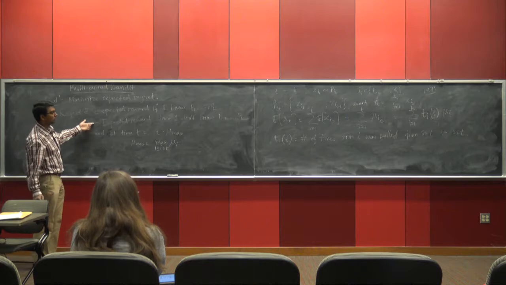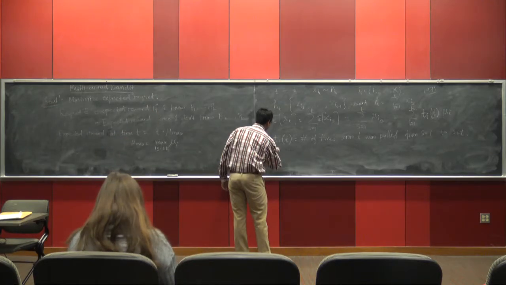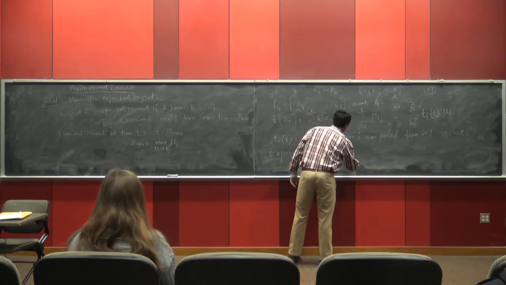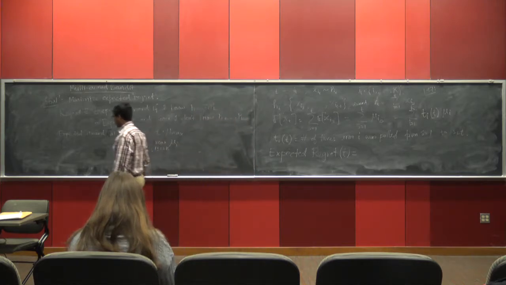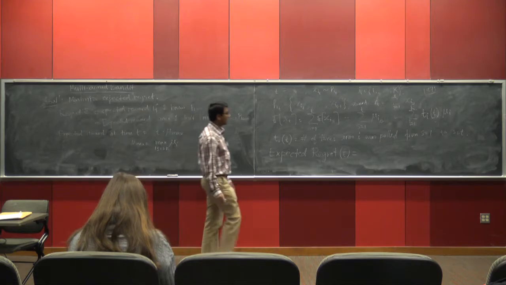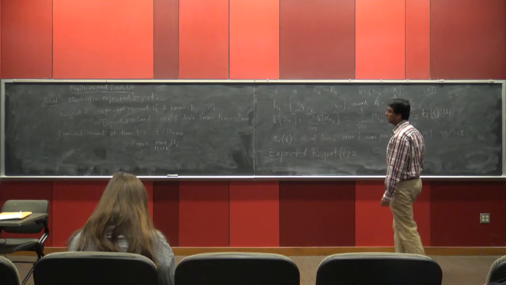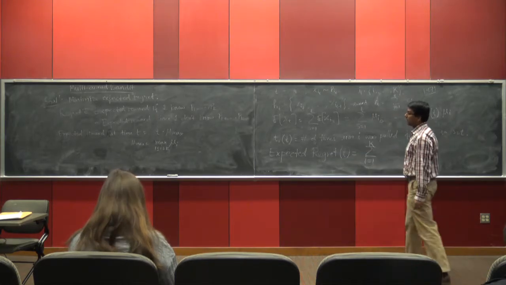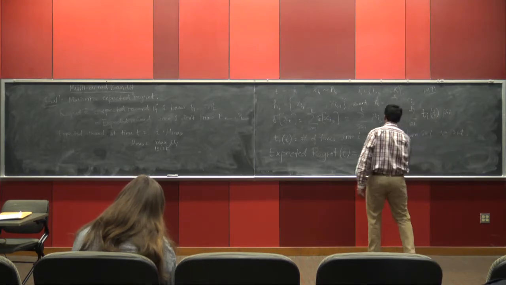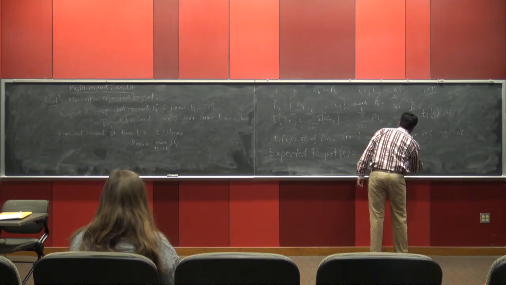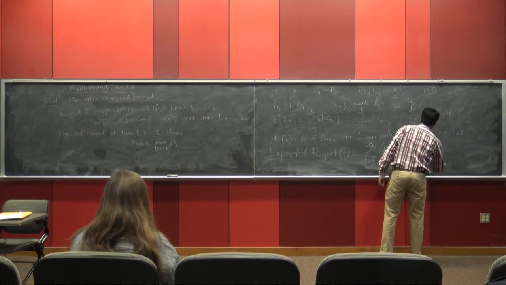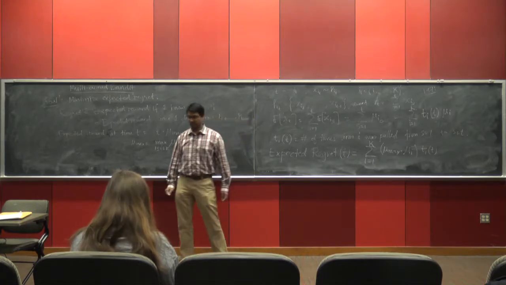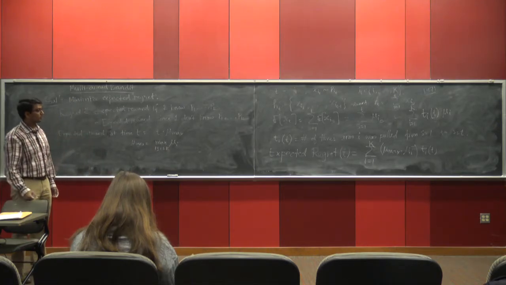So what is the regret? What is the expected regret at time t? Expected regret at time t, that's summation i equals 1 to K of, I should write mu max minus mu I into TI of T. So that's the expected regret.